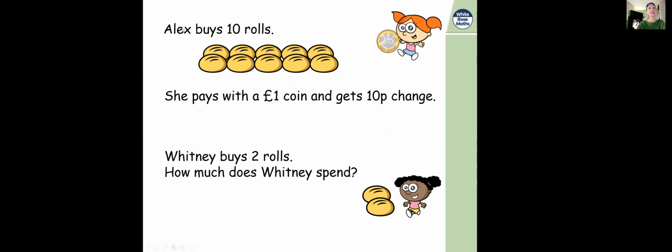It says Alex buys 10 rolls, and we can see her 10 rolls just here. And she's paying with a £1 coin. Look, there she is with her money in her hand. She pays with a £1 coin. She gets some change. She gets 10p change back. So that's good. Whitney, there's Whitney. She doesn't need as many rolls as Alex. She buys 2 rolls. How much does Whitney spend?